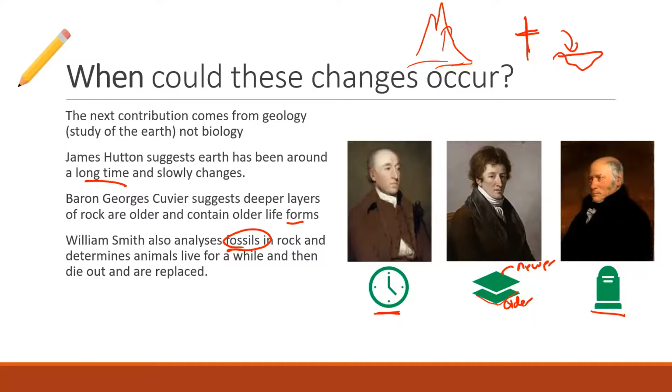Hutton contributed time, said things are older. Cuvier said the deeper you go, the older the fossils you get, so the older the life forms. And then you've got William Smith, who says that in this lower layer of Earth we've got all these animals, but if you look further up, there aren't those animals. So maybe that species of animals died out. So we've got an interesting idea there.